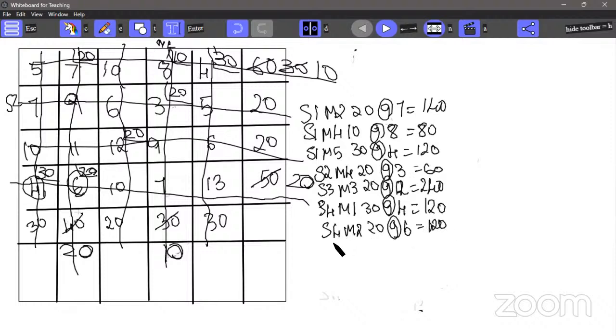Most of the cases, I don't say all the cases, but most of the cases, there is a saving in the cost. 880. How much was the before cost? 1250. Is this solution better or that one better? 880 is better, ma'am.